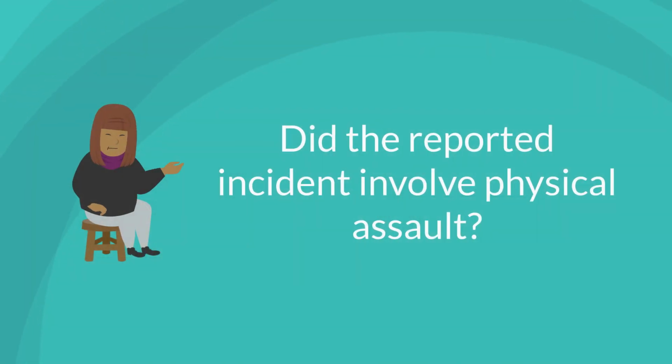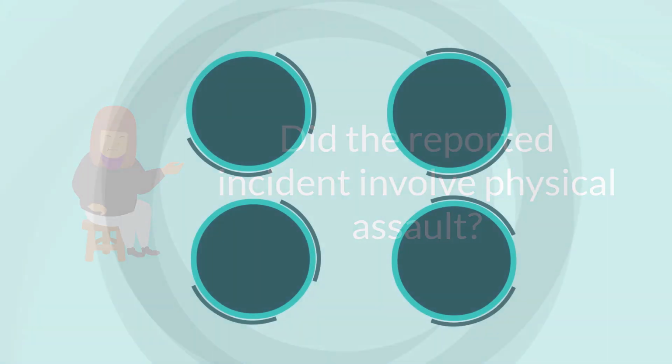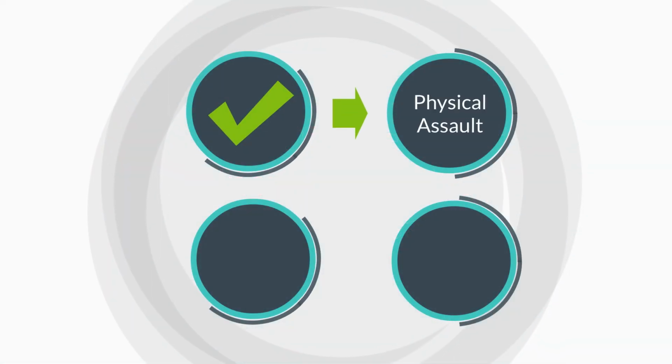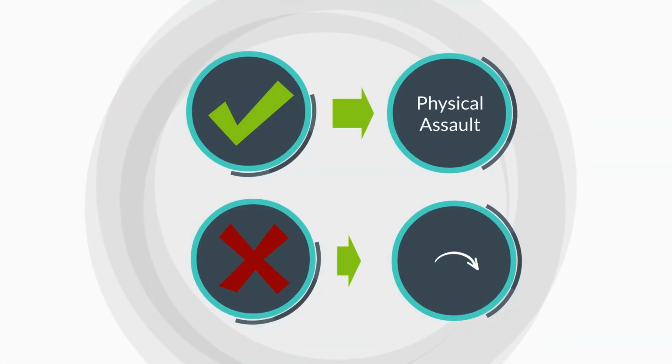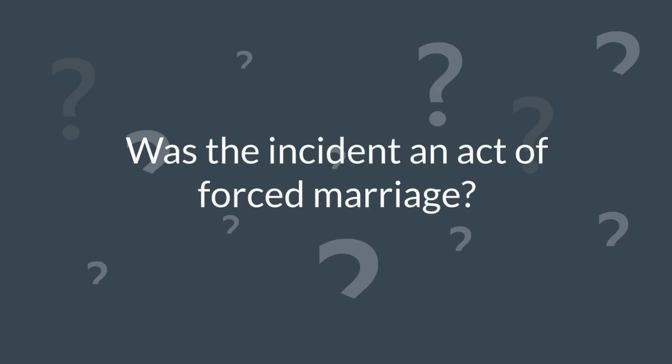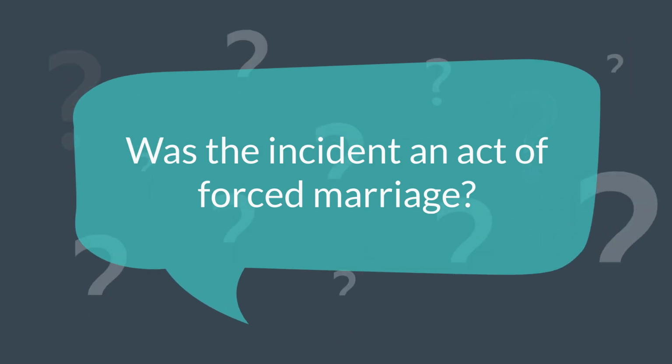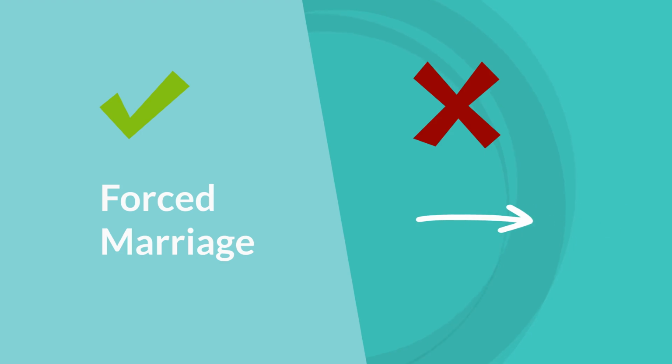Did the reported incident involve physical assault? If yes, this incident is classified as physical assault. If no, proceed to the next question. Was the incident an act of forced marriage? If yes, classify the GBV as forced marriage. If no, move to the next GBV type.